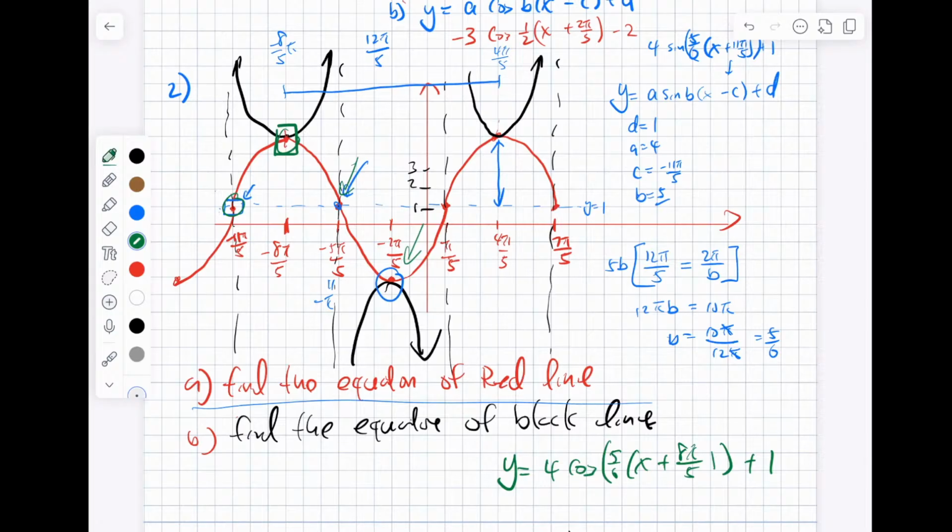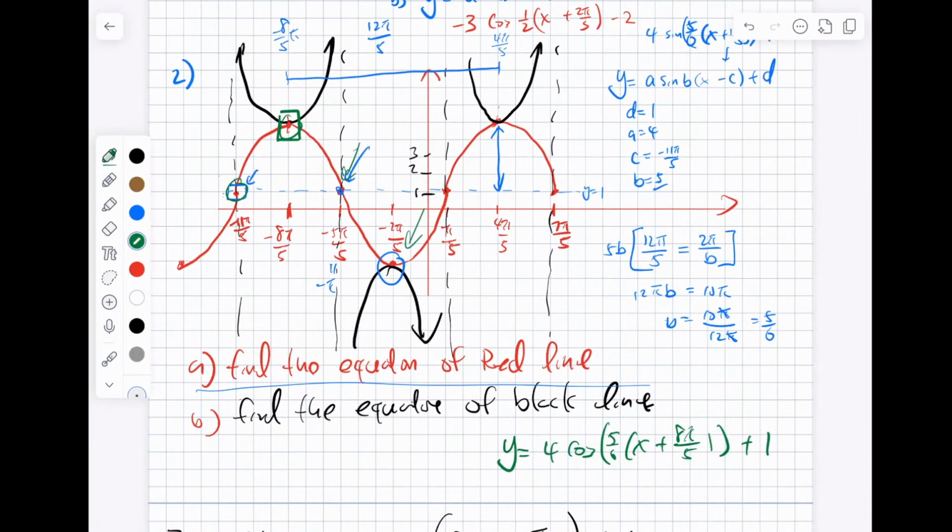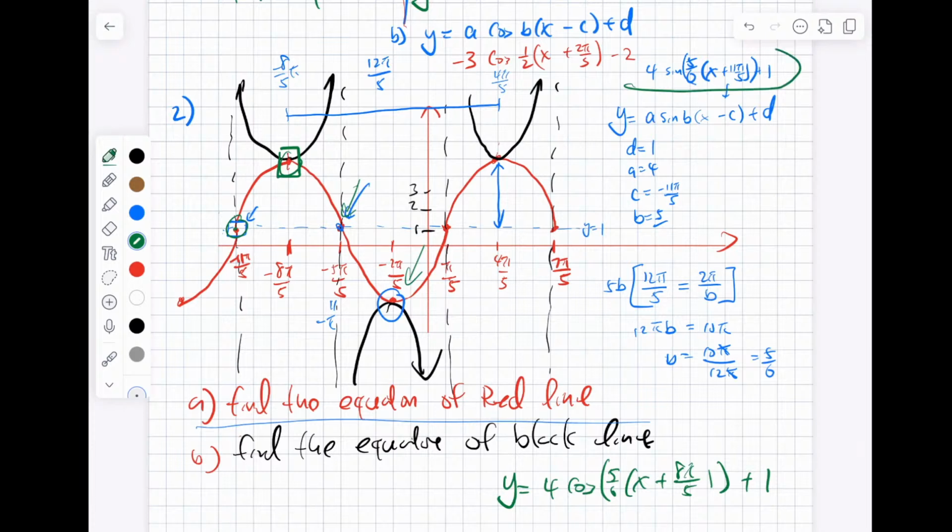So now, can I find out what the black line is? The black line is going to be this part. So we're still choosing this, right? We're using cosecant. So I'm just going to rephrase this and say it's cosecant, because it's the same graph. Cosecant of 5 over 6 times x plus 11 pi over 6 plus 1. And that's it. Change it to cosecant, and that becomes the black line.